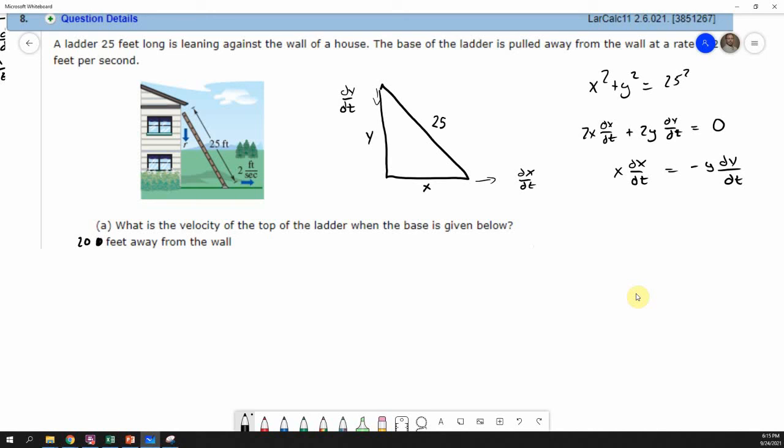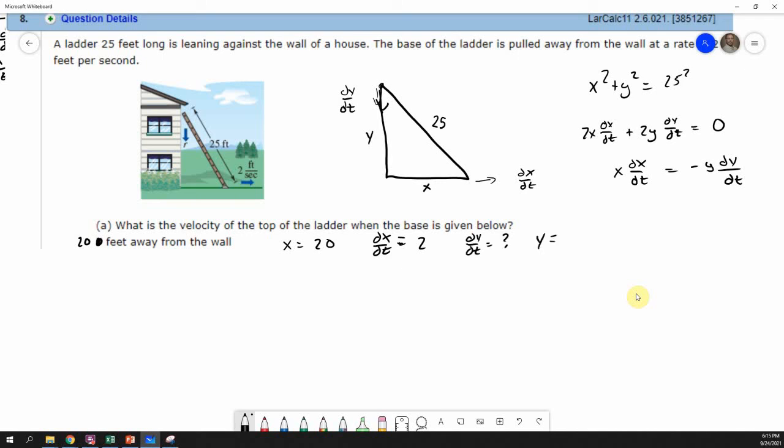So it's asking, what is the velocity of the top of the ladder? So that's dy/dt, right, coming down, when the base is 20 feet from the wall. So when x equals 20, I know dx/dt is 2, right? It's given. I'm looking for dy/dt.